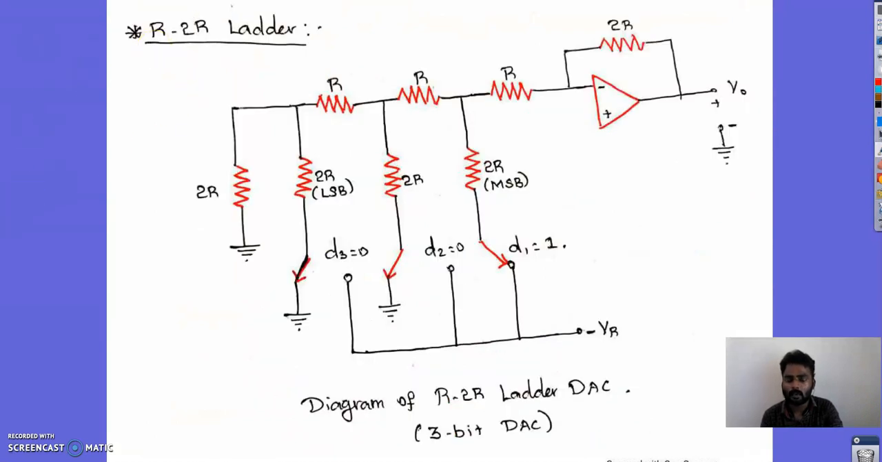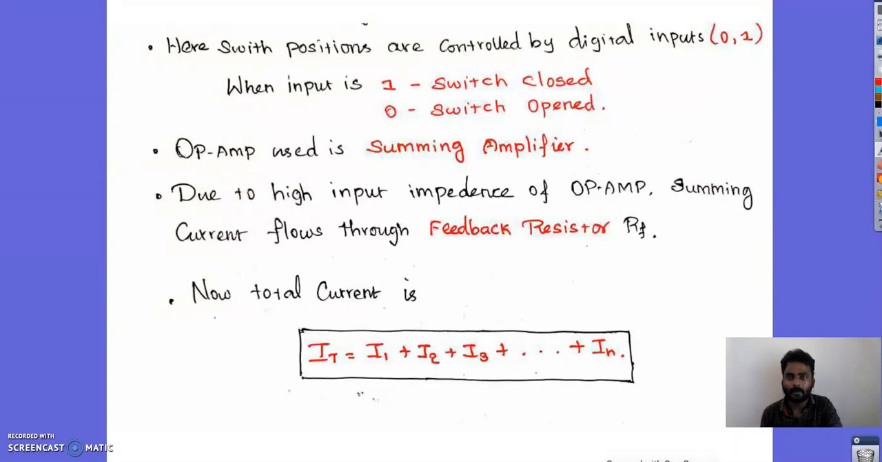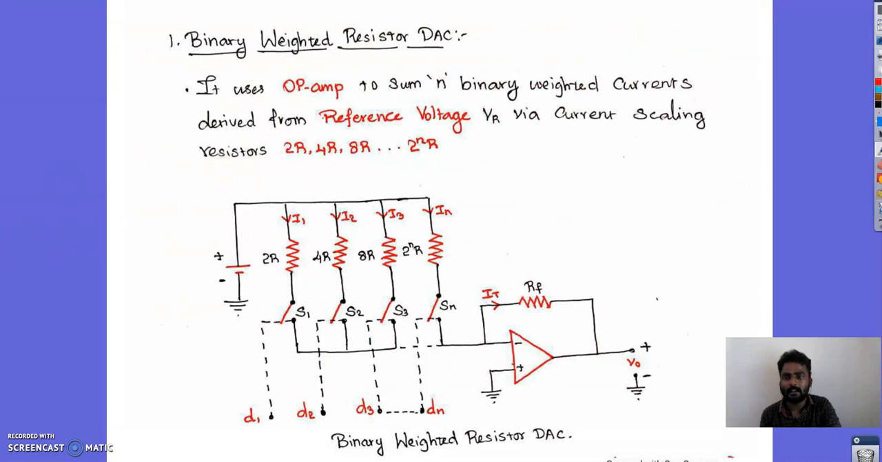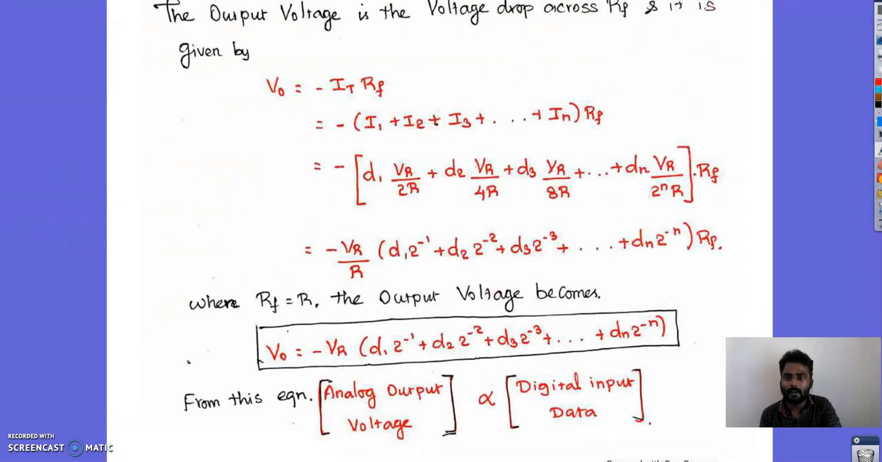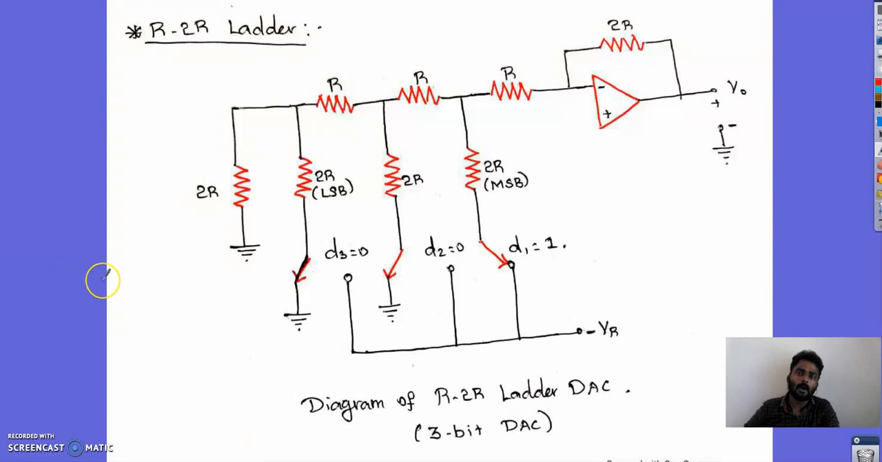And that is about your binary weighted resistor digital to analog converter. And in R to 2R ladder, as I said, from the diagram itself you can understand we are going to use only two types of resistance. One is R and the other one is 2R. And this structure looks like a ladder. That is why it is termed as R to 2R ladder. And this gives the diagram.